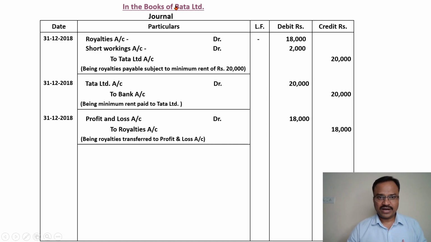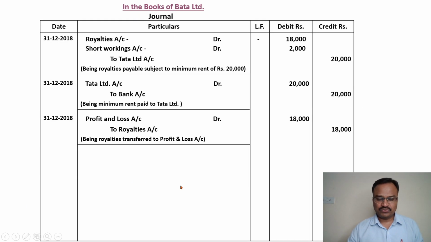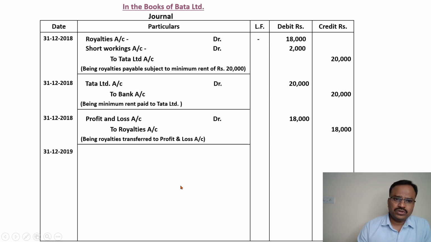Okay, now for the next year, see, for the next year the amount of royalty is 20,000, the minimum rent is 20,000, and there is nothing in the columns of short workings. Okay, so if the situation is like this, that royalties and minimum rent are the same in this year, we just need to show entries related to the royalty payable.